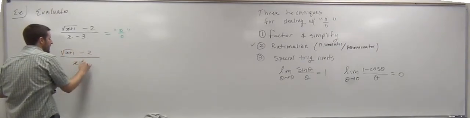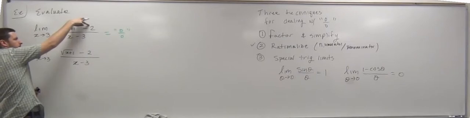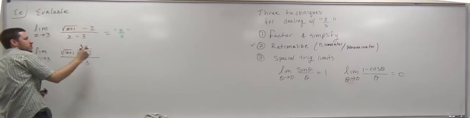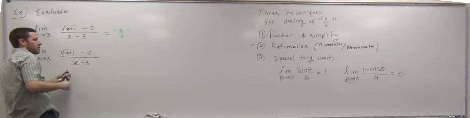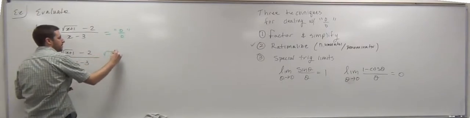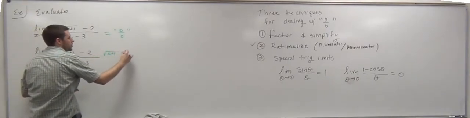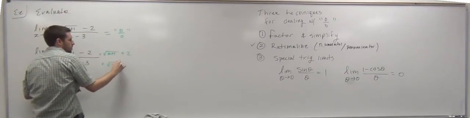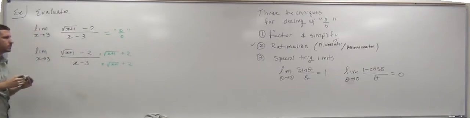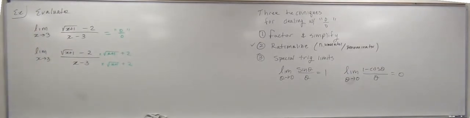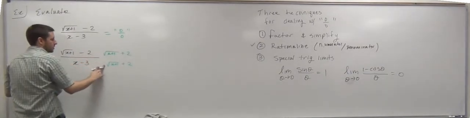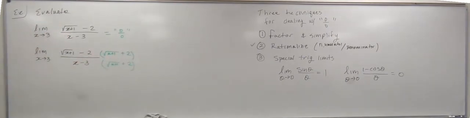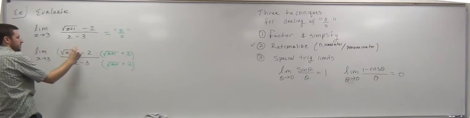So in this particular case, because I have root x plus 1 minus 2, I'm going to multiply top and bottom by what? Plus 2. You change the sign in the middle. So I multiply all of this times this.